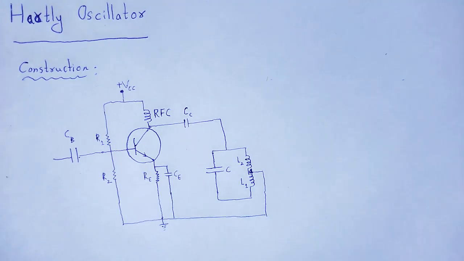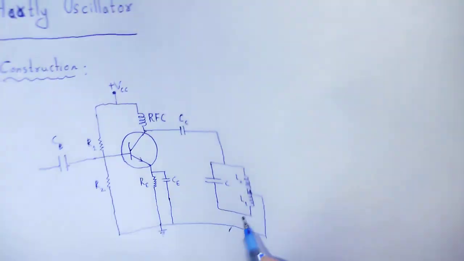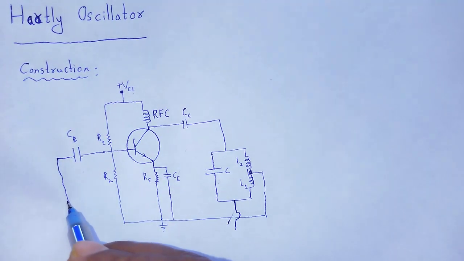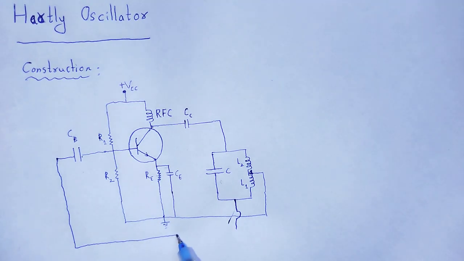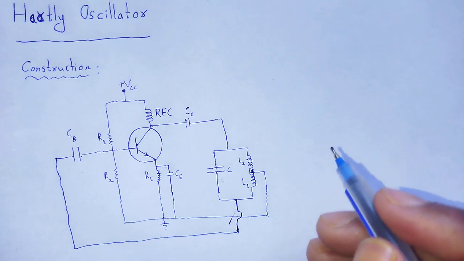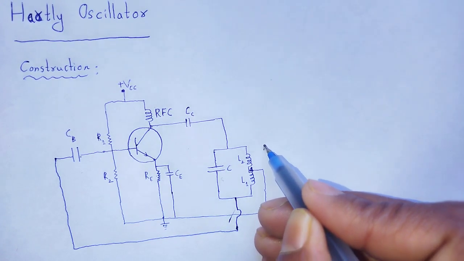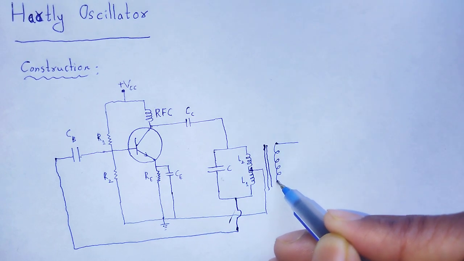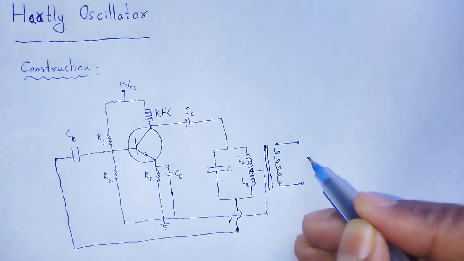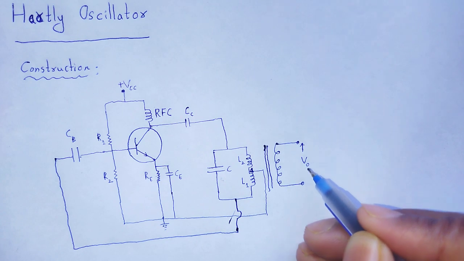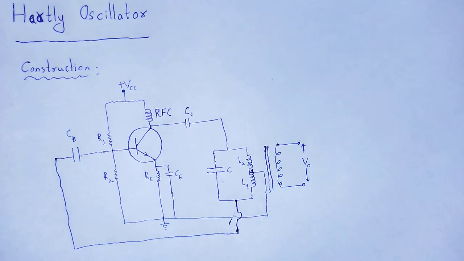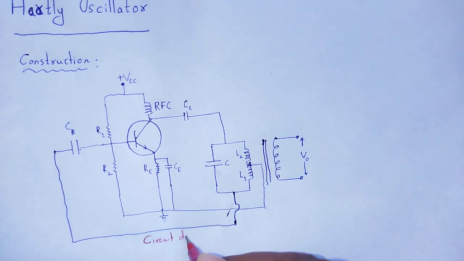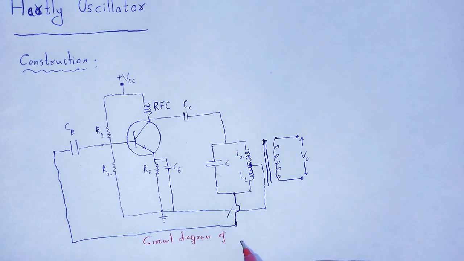Grounded. It is the output. It is measured across this. This one is the circuit diagram of Hartley oscillator.